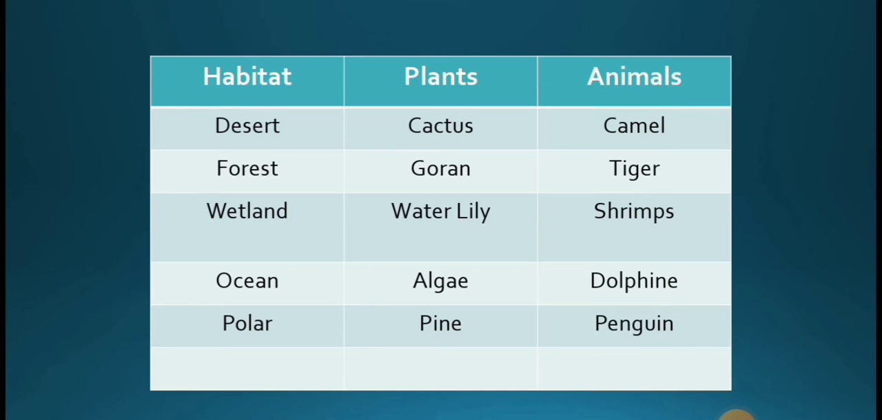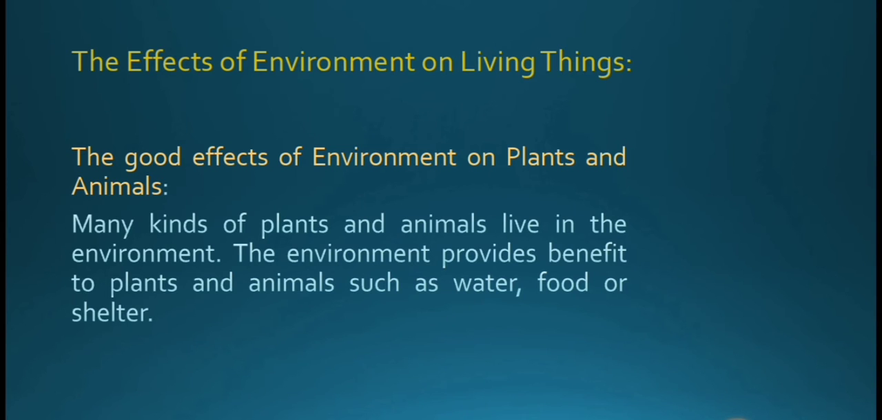Now, next page I will discuss page number 19. The effects of environment on living things. So you know there are effects of environment on living things. So there are two types of effect. One is good effect, another one is bad effect. So let's discuss the good effect first.